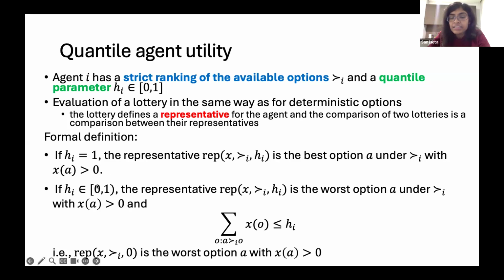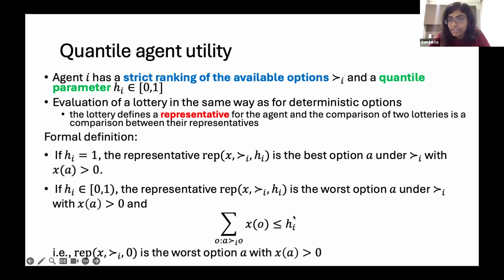And if h_i is between 0 and 1, excluding 1, then the representative is the worst option A such that A has positive probability, and if I sum over the probability masses of the options that are worse than A, this sum is at most h_i. So if the agent has h_i equal to 0, this would be the worst option with positive probability.